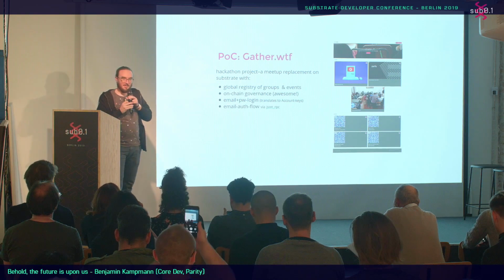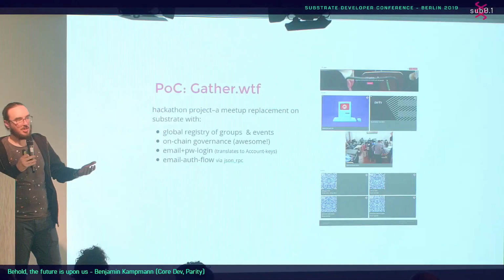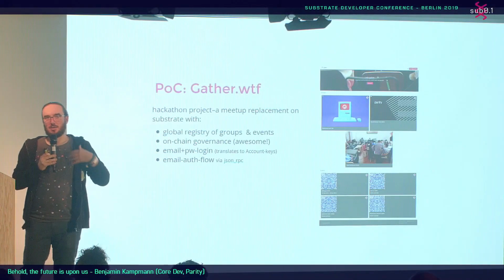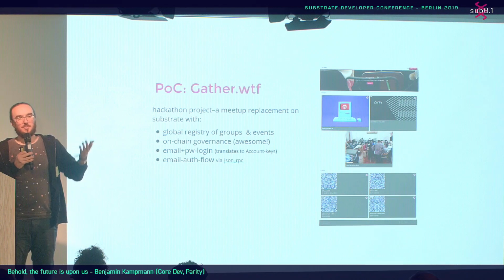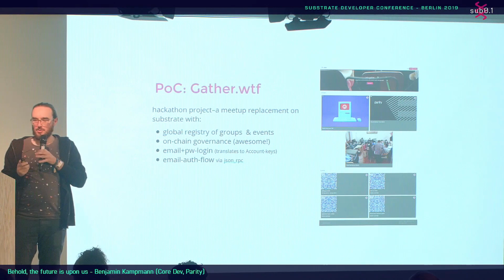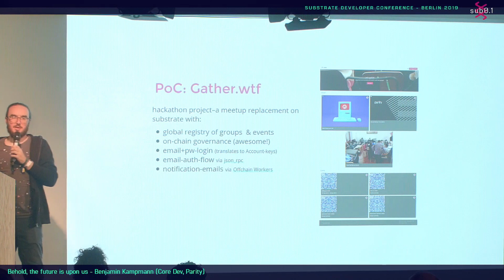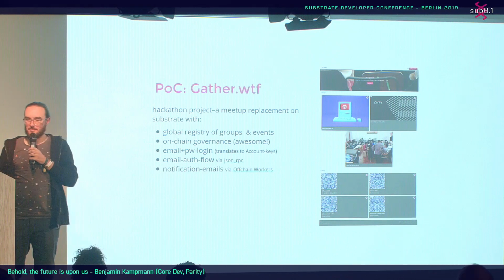Similarly, we have an email auth flow. So via the JSON RPC, you could go to the node, you could give it the email address, it would send you an email, you would click on it to confirm the email, and they would be able to send you notifications via email, which is a common use case, right? And it would do that through off-chain workers. So an off-chain worker would notice, oh, in your group there's a new event, so let me send you an email that there's a new event.